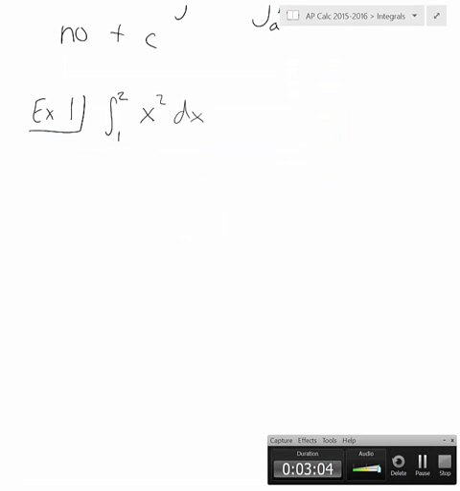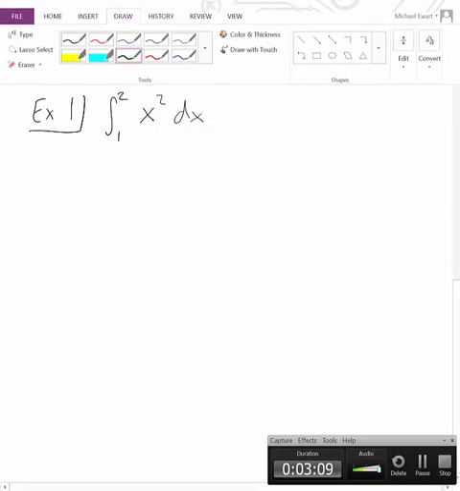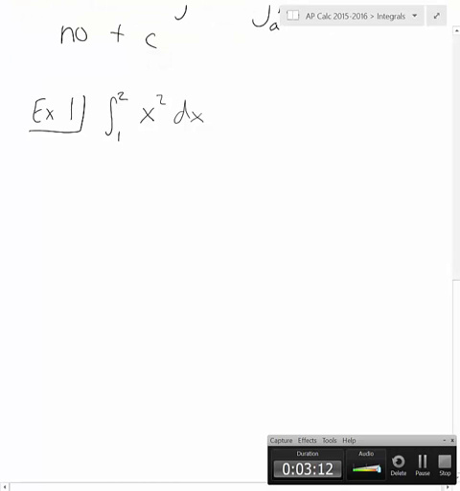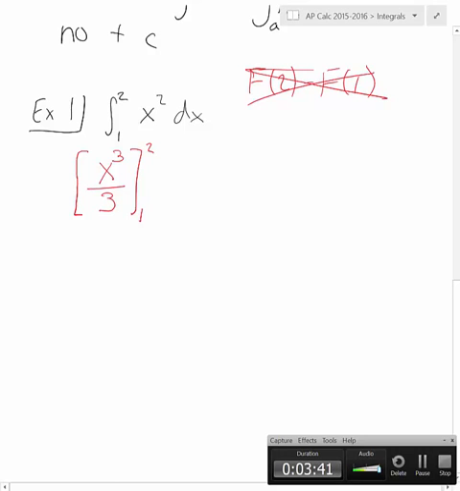So let's do a couple examples. The first example, we're going to do the integral from 1 to 2 of x squared dx. If we need to rewrite it, we'll rewrite it. But once we take the antiderivative, once we integrate it, we get x cubed divided by 3. And instead of writing plus c, we're going to just say we're evaluating this from 1 to 2. This is just a shortcut notation, so you don't have to write x cubed over 3 at F of 2 and F of 1. Instead of writing that, we'll just use this notation here.